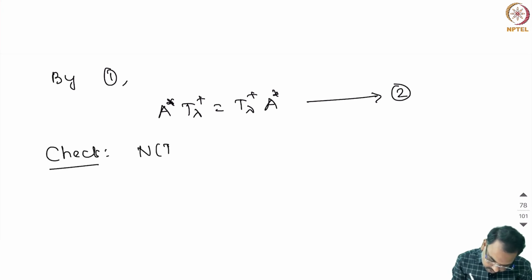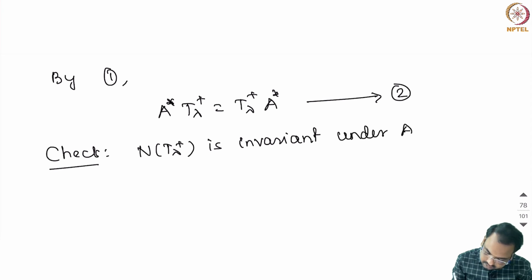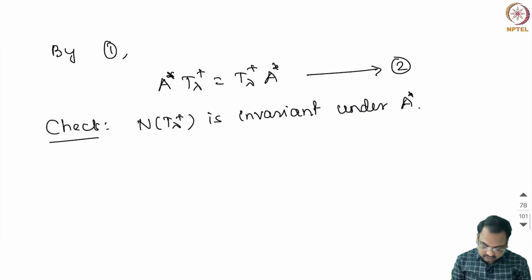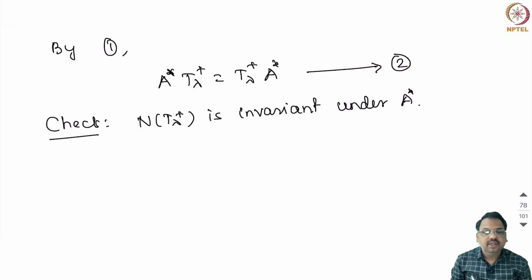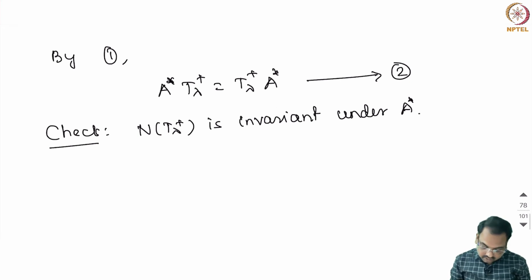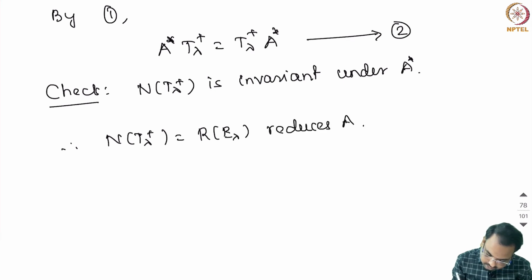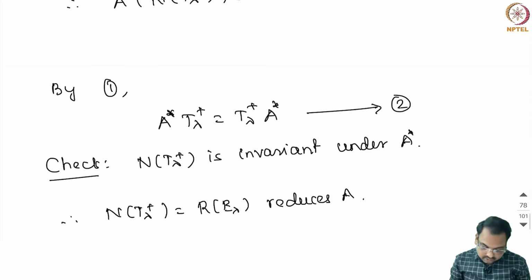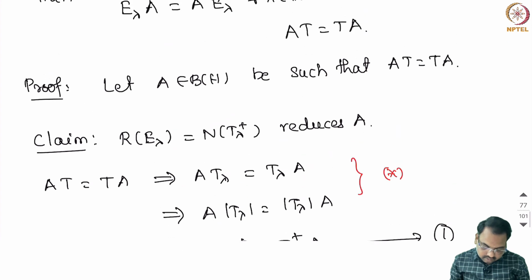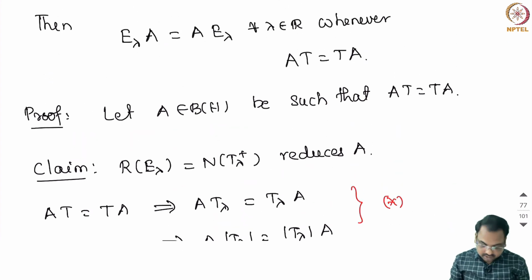the null space of T_λ^+ is invariant under A*. So the null space of T_λ^+ is invariant under both A and A*. From that we can conclude that the null space of T_λ^+ is a reducing subspace for A. So therefore, which concludes the proof. That means E_λ A equals A E_λ.